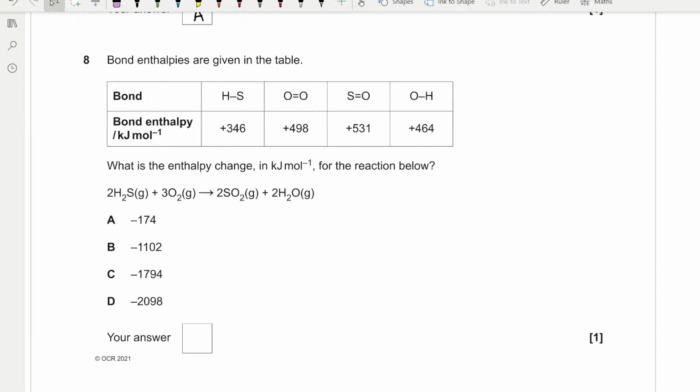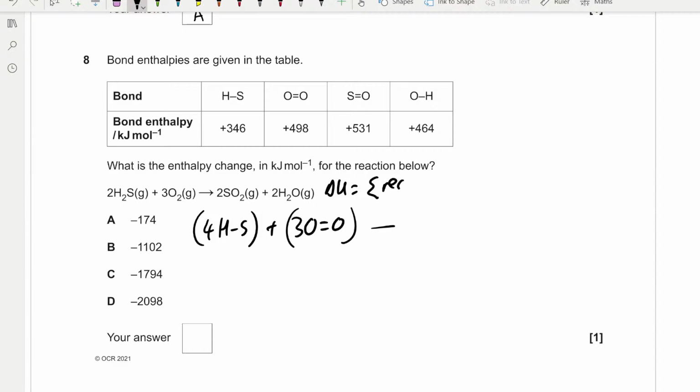Question 8. Bond enthalpies are given in the table. What is the enthalpy change in kilojoules per mole for the reaction below? So when doing these kind of questions, it's usually good to draw it out, but since it's only 1 mark, we'll try and save some time. And so we know that we'll have 4 HS bonds in the first part, and we'll have 3 oxygen bonds, and then we need to, so enthalpy change is the sum of the bond enthalpies of the reactants minus the sum of the products.